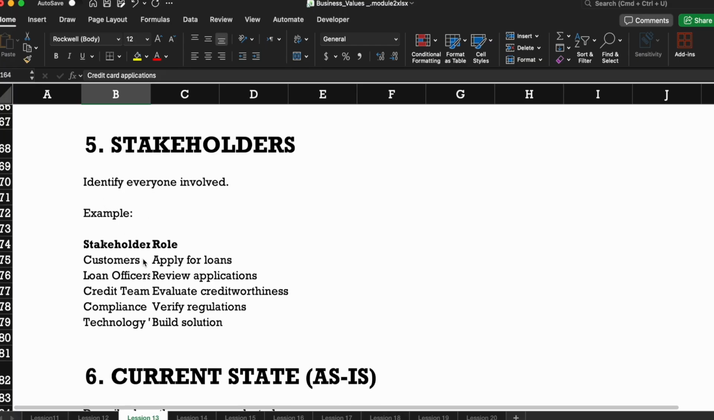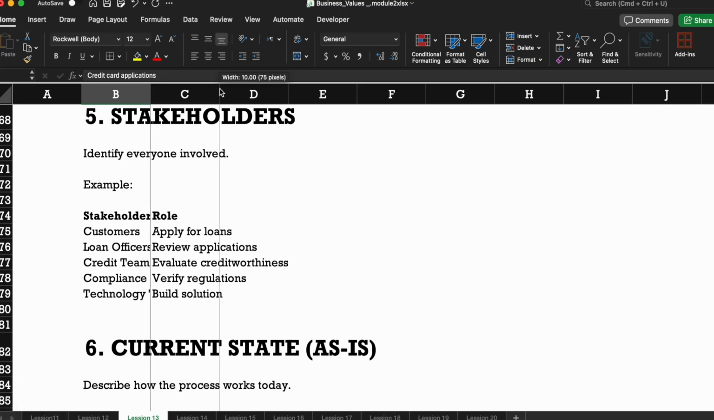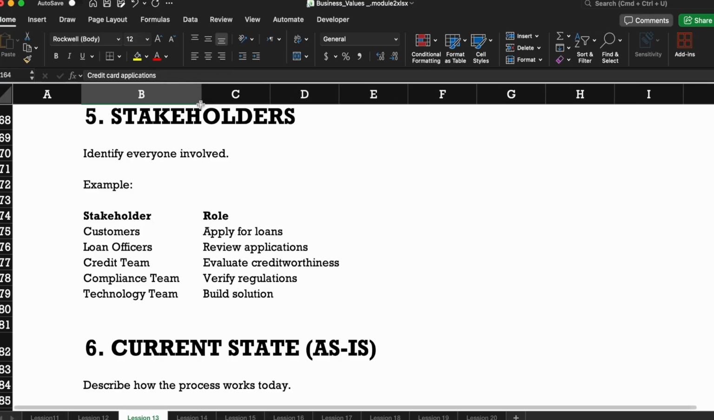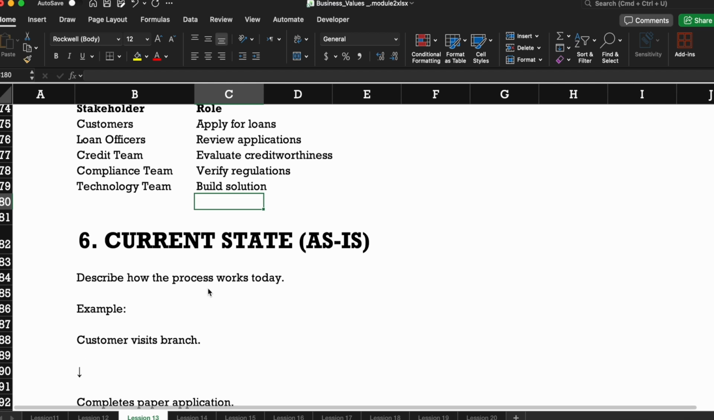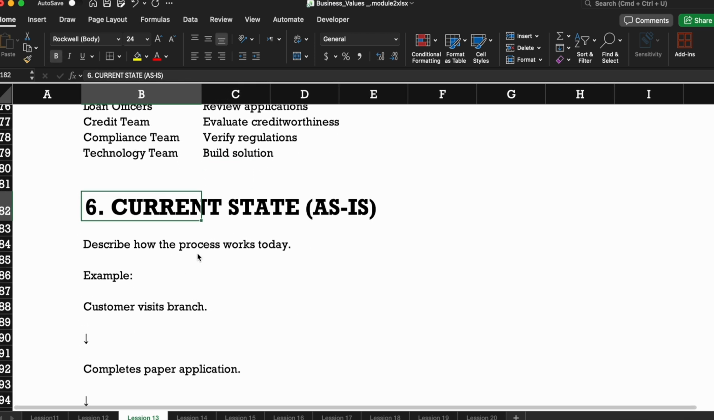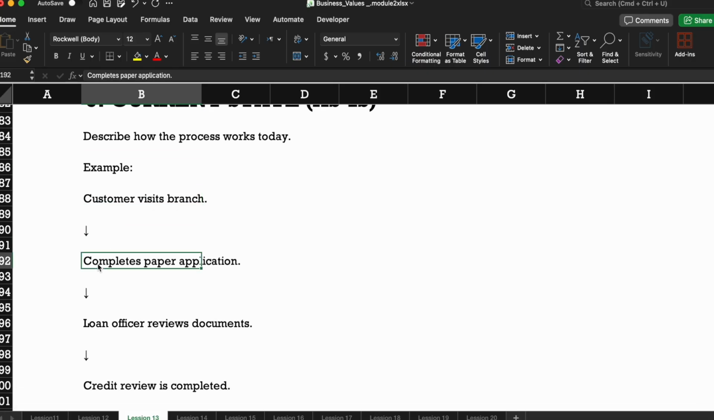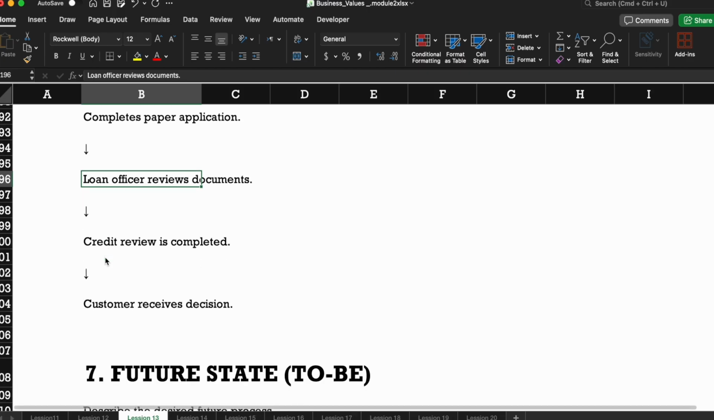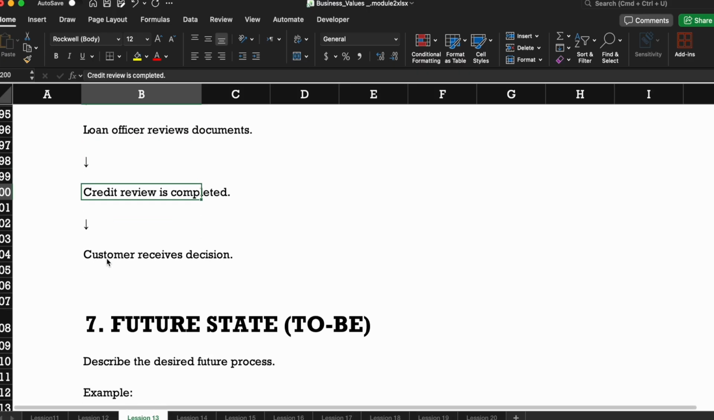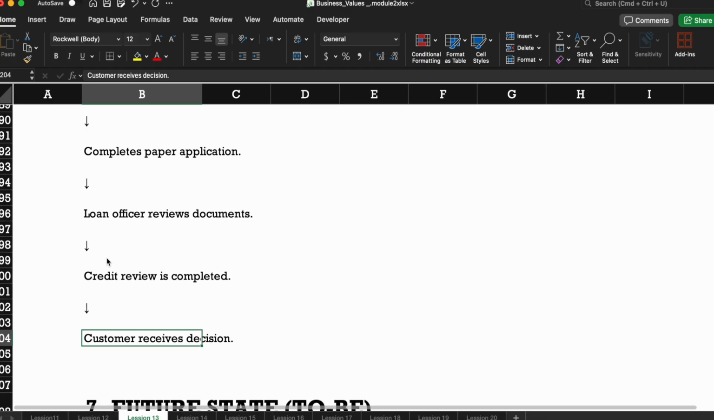Stakeholders: you have a clear understanding about stakeholders. We just spoke about stakeholders, but here you need to list them. Customers apply for a loan, loan officers review applications, the credit team evaluates creditworthiness, the compliance team verifies regulations, the technology team builds the solution. Current state, as-is: describe how the process works today. Example: customer visits a branch, completes a paper application, loan officer reviews documents, credit review is completed, customer receives a decision. So this is the flow.